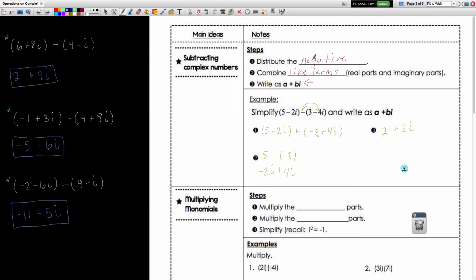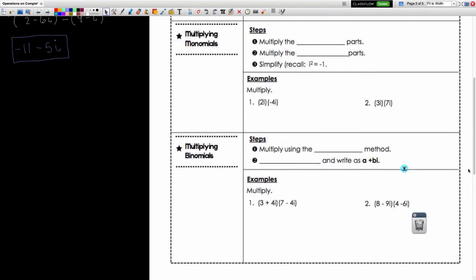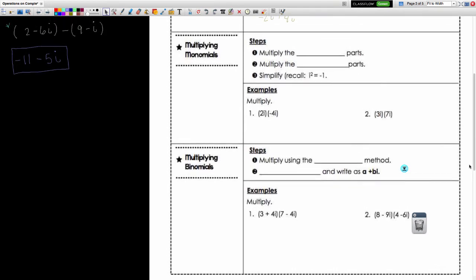All right, so let's move on to multiplication. Same thing as adding and subtracting. You deal with the real parts, you deal with the imaginary parts, and then you simplify. Very important for you to remember that i squared is equal to negative 1. And as we get further into it, you may come up with some i cubeds and i to the fourths or i to the sixths. So just remember the little pattern of numbers that we dealt with in the beginning.